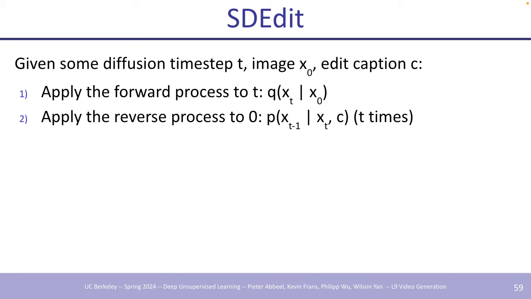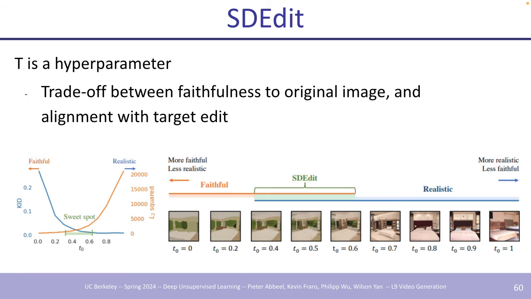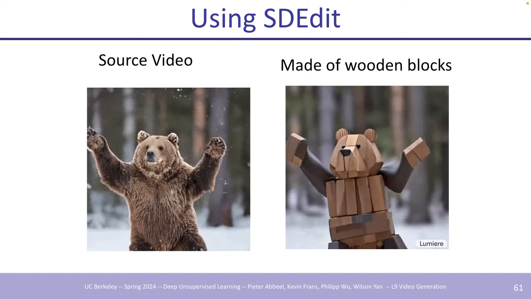So for text conditioning, you have your image, and then you have, let's say, an edit caption. You can apply the forward process to your image, so you apply some amount of noise. The amount of noise you apply is a hyperparameter, so that's something that you can tune. The more noise you add, the more information from the original image you destroy. And the less noise you add, the more it retains fidelity, but the less it can change stuff. And then once you have your noisy image, you can apply the reverse process with a new caption prompt. I kind of went over that already.